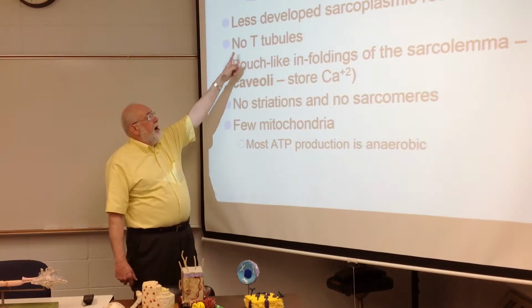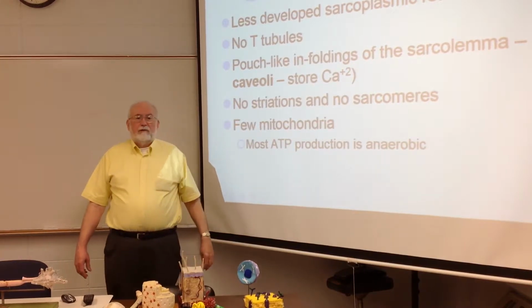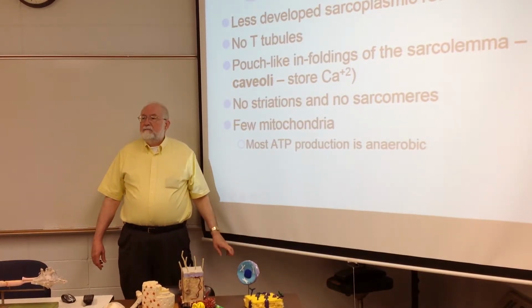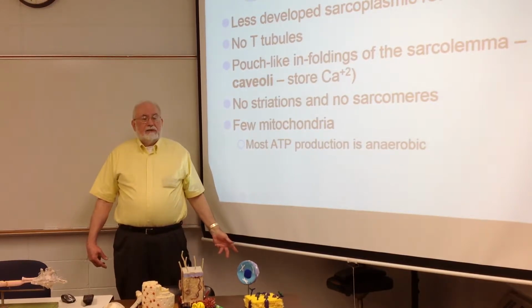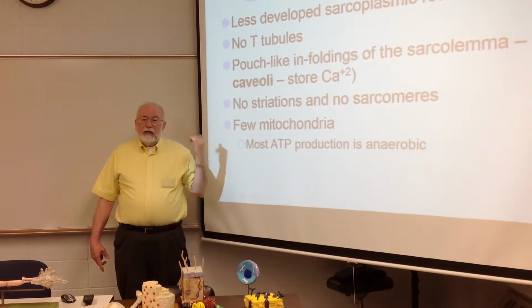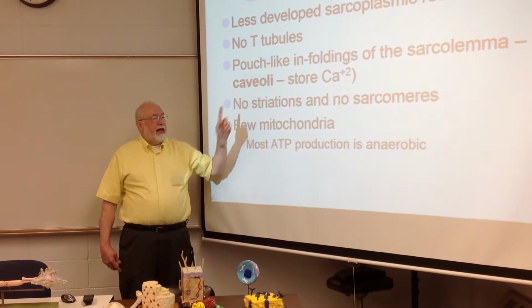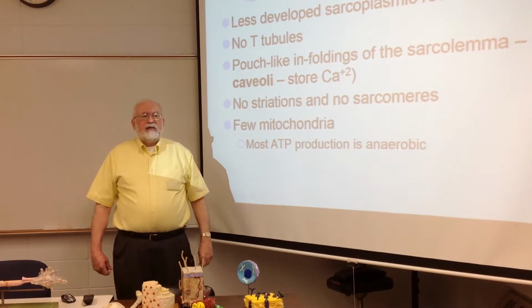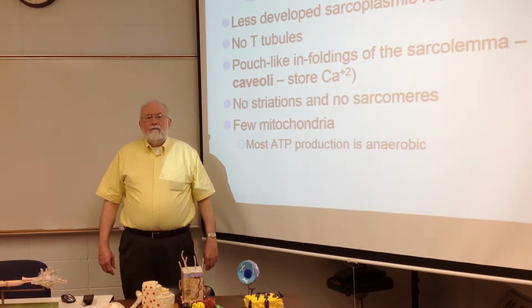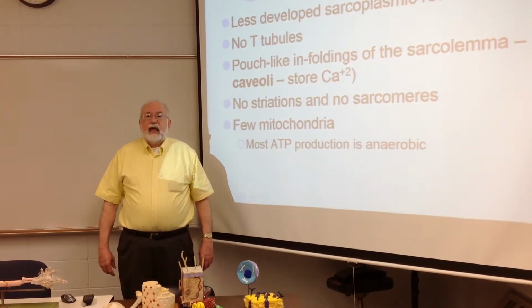Some other things that we find, they have a sarcoplasmic reticulum, but it is not nearly as well developed as it is with both skeletal muscle and cardiac muscle. And in fact, while the sarcoplasmic reticulum is going to store and release calcium and take it back, that's not the only place that calcium comes from in smooth muscle. Smooth muscle cells also have these caveoli, and these are just in-pouchings, if you will, of the membrane, of the sarcolemma, that also store and release calcium.